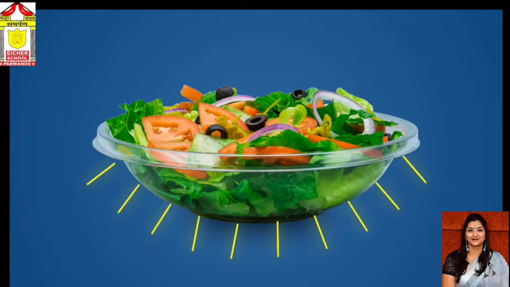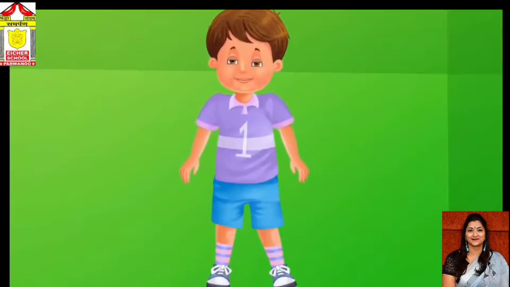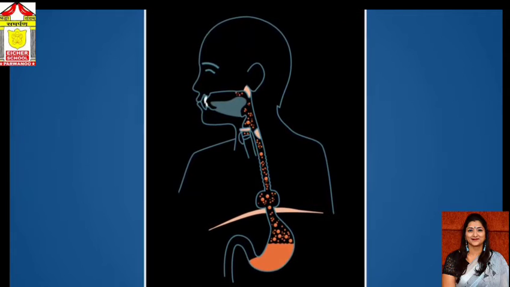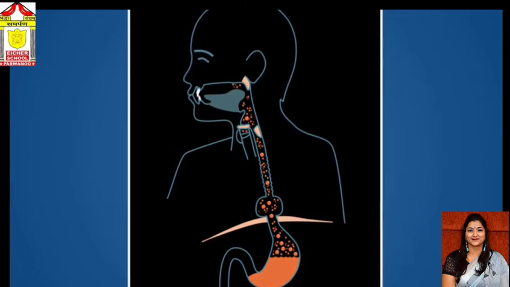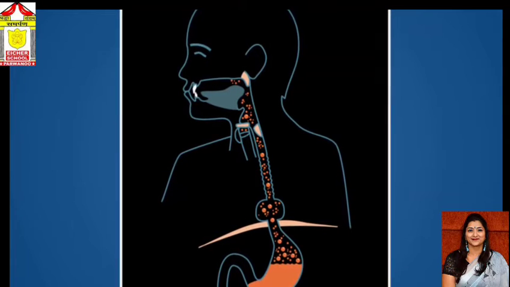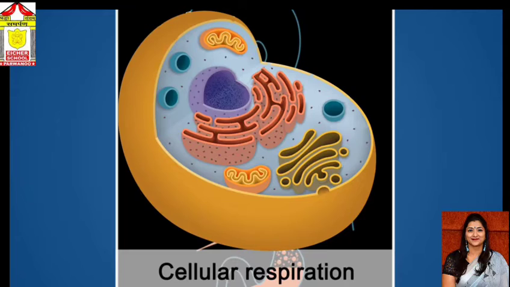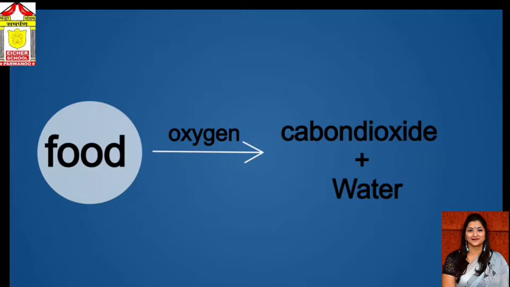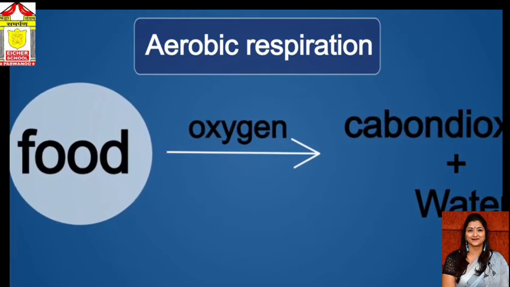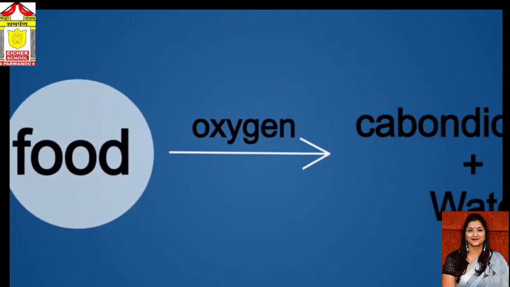The energy stored in the food is released during respiration. Therefore, all living organisms need to respire to get energy. During breathing, we breathe in air. We all know that air contains oxygen. In the cells, this oxygen helps in the breakdown of food, and this breakdown of food to produce energy in the cells is called cellular respiration. In the cells, the food or glucose is broken down into carbon dioxide and water using oxygen. This breakdown in the presence of oxygen is called aerobic respiration.